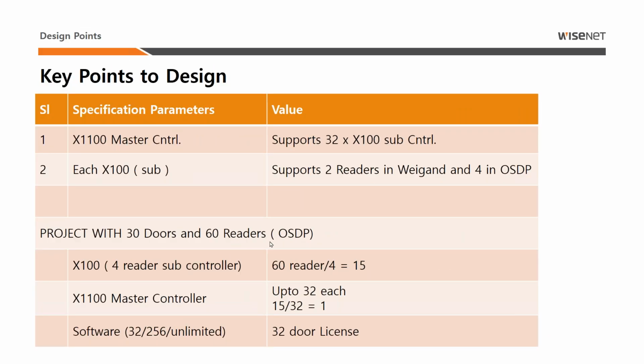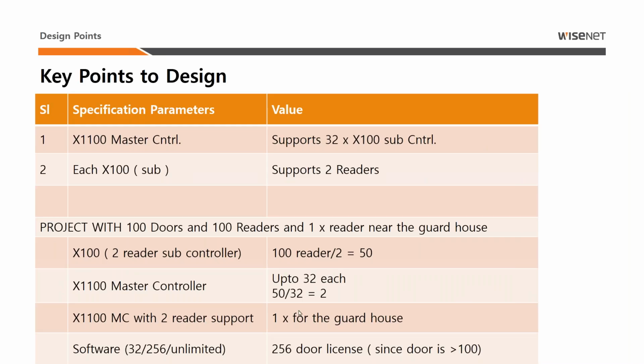OSDP means 4 readers per subcontroller. 60 by 4, 15. Master controller up to 32, 1. So how many doors do I have? 30. So I buy a 32-door license. What is the PC spec? Buy one PC, i7, 8 GB or 16 GB RAM, with Windows 10 or 11 or Windows Server operating system. It's compatible with all Windows.